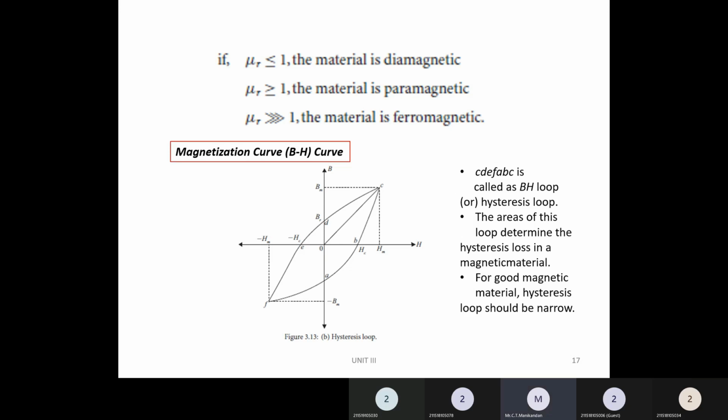If the area of the loop is wider, then it corresponds to a diamagnetic material. That means that material has poor magnetic property. Between those two, you get paramagnetic if the loop is somewhat extended.